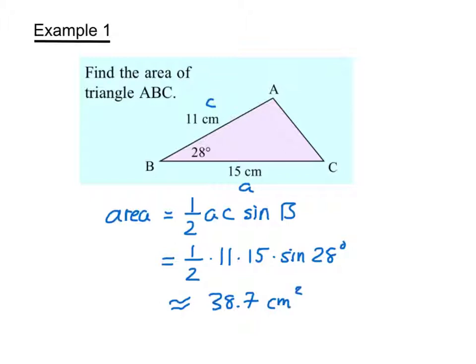centimeters squared. Now take a look at the units really quickly here. Notice I have centimeters squared. That's because I'm finding area. That's because I'm really multiplying centimeters by centimeters here. And sine of 28 is unitless, so I have centimeters times centimeters, which is centimeters squared. That makes sense when I'm finding an area, and so you should get in the habit of writing your answers with the appropriate units.